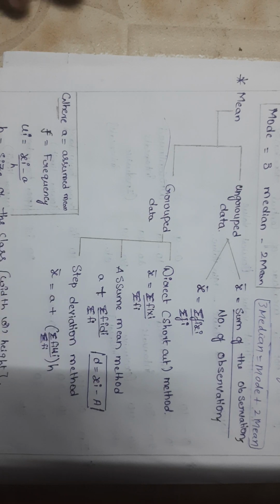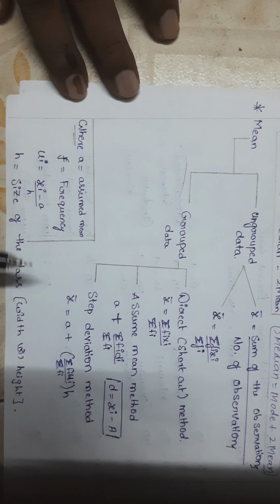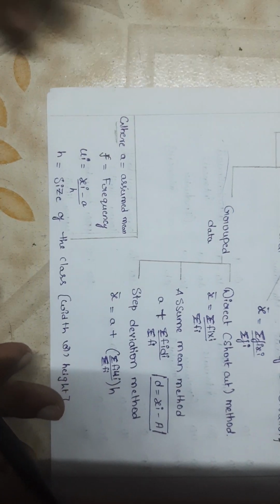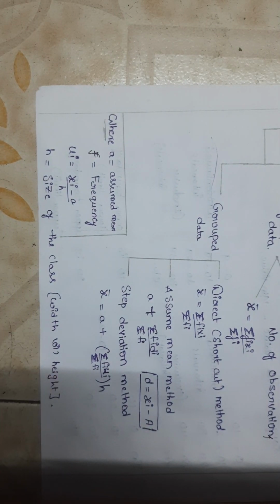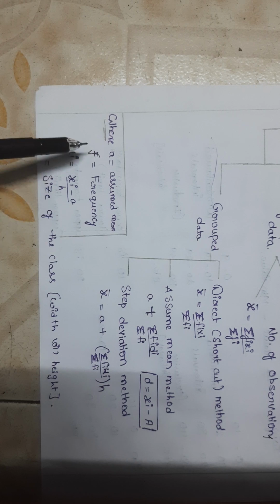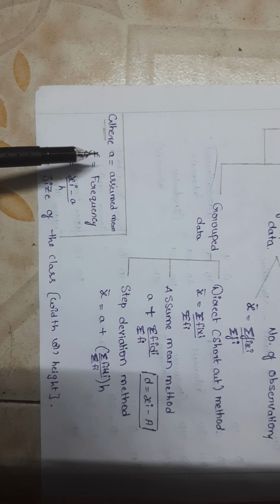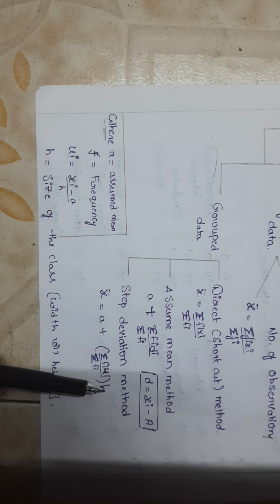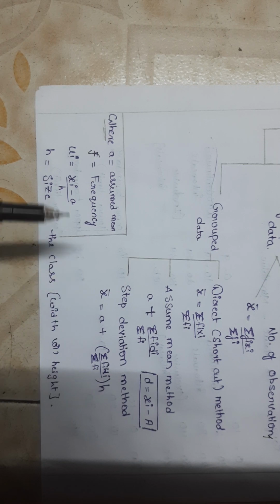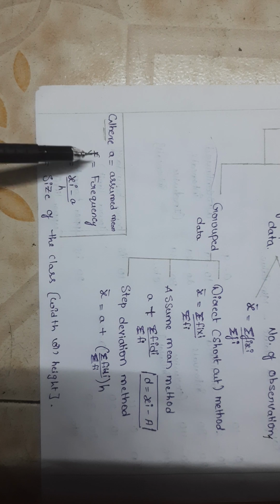In the step deviation method, we are going to discuss the terms also. Particularly they are giving it as a 4 marks question, and very recently it was given as 2 marks. In the previous paper they gave it as a 4 marks question. They are asking: write the step deviation method formula for mean and write its terms. They are asking the question like that.